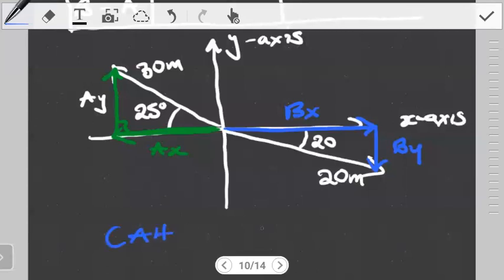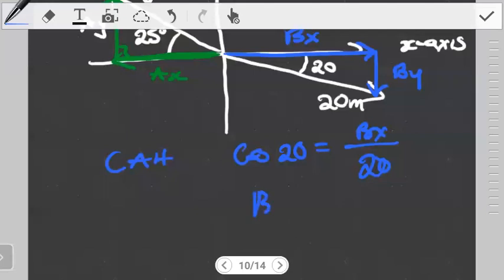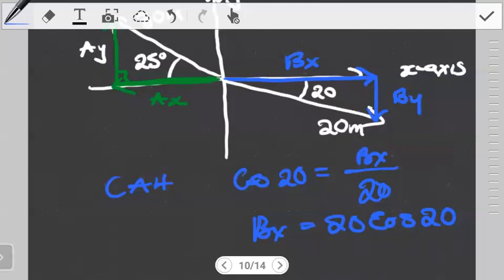So cos of the angle, that's cos 20, is equal to the adjacent, that is Bx, over the hypotenuse, which is 20. You see that this always simplifies to give Bx equals 20 cos 20. This is why I'm always saying, first just observe the side you want to find. It is adjacent to my angle, so I'm going to use cos.